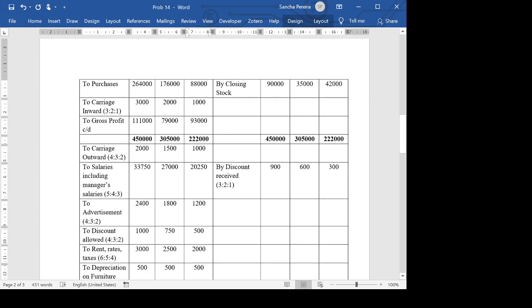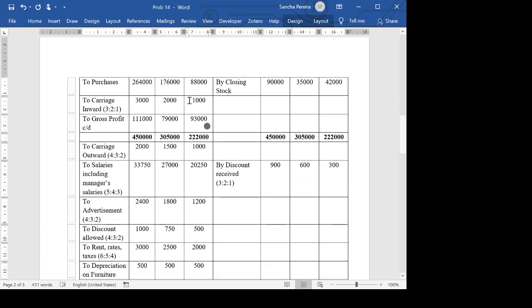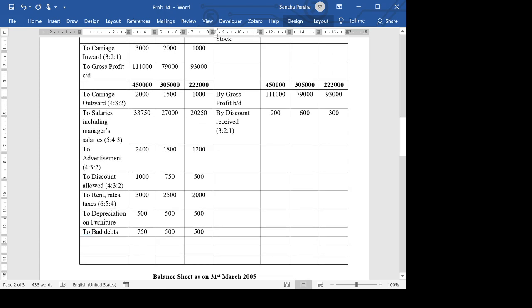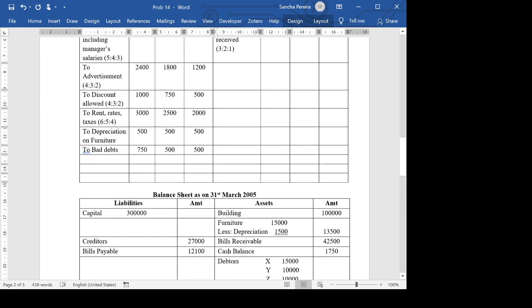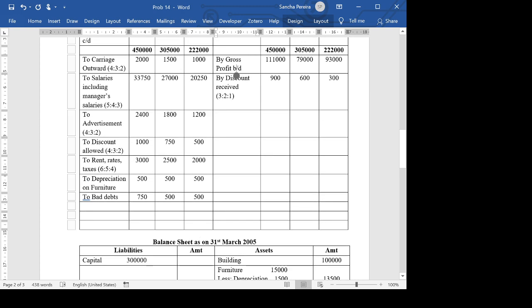Okay. Bring down the gross profit, by gross profit brought down. Now, before we actually calculate the net profit, we need to also show the manager's commission. We need to show the manager's commission.